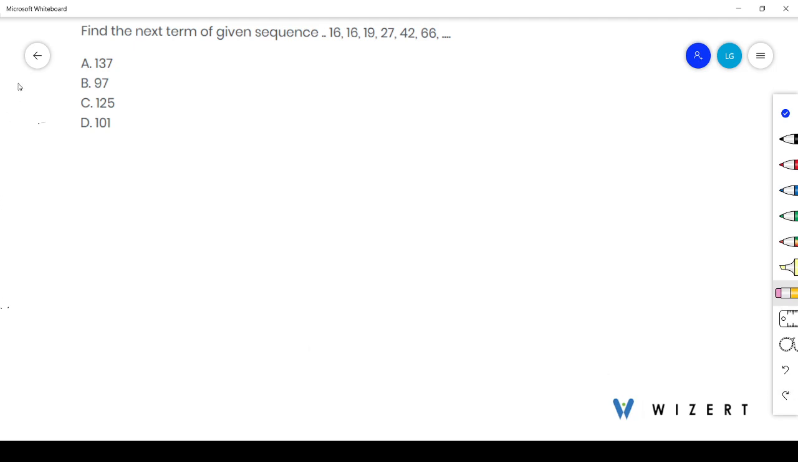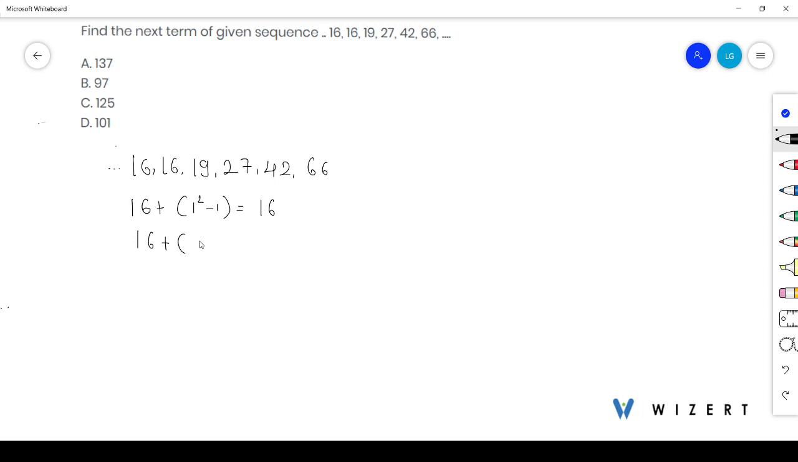Our question is: find the next term of the given sequence. We have the sequence 16, 16, 19, 27, 42, 66. Here, if we add 1 square minus 1, which means 0, to 16, we will get 16.